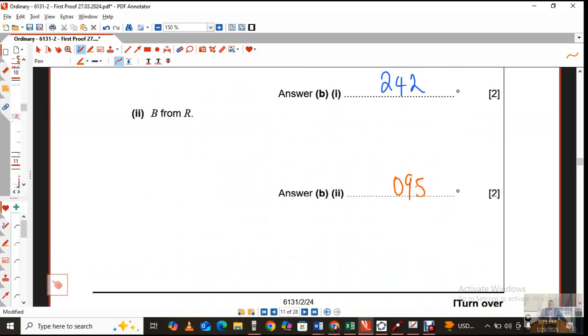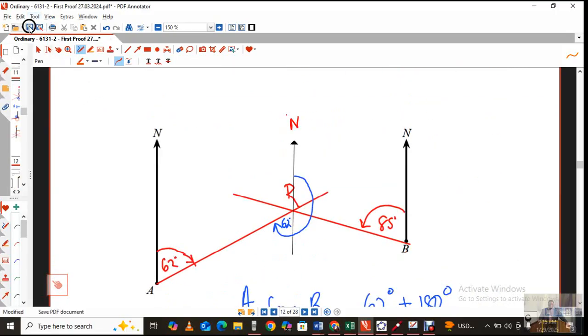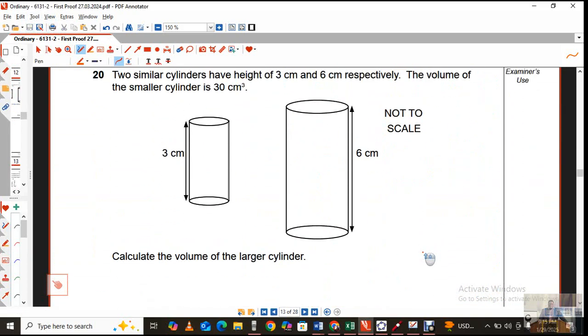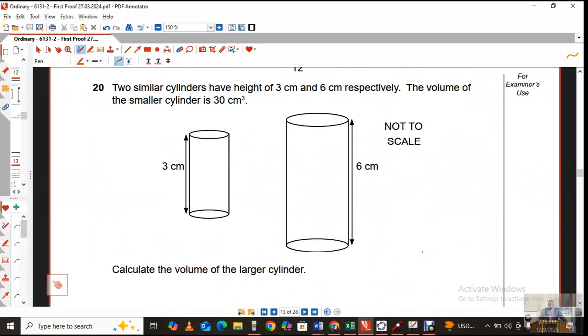0.95 degrees. There we go. All right. So I had to bring in a bit of sketches in order to give you the concept for that. Let's go to the next question. You have got similarity here.